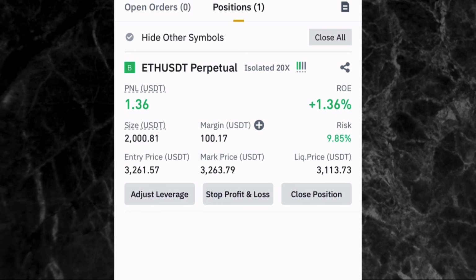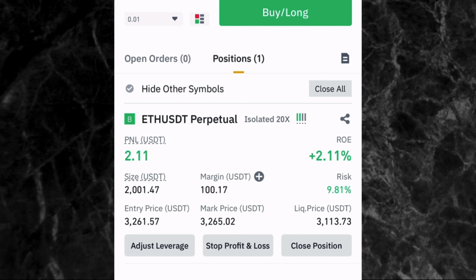$3,261. And then where you have mark price, it's showing you the current price of ETH, which means that it is now at 3,364 USDT. Now, if you come to where you have PNL in USDT, it's showing you the amount of profit you've made in USDT.